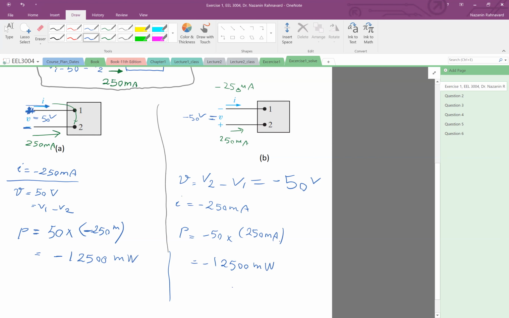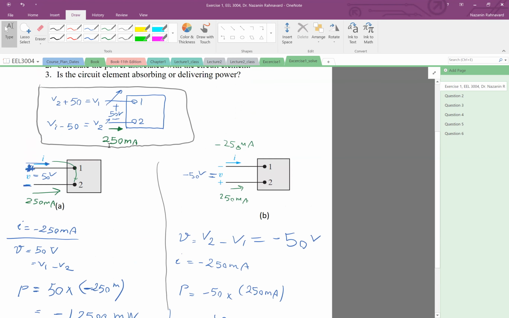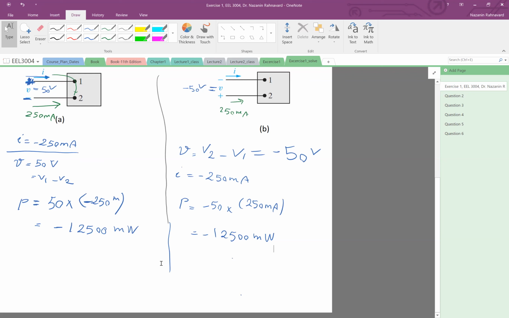As you see, figure A and figure B ended up with the same power, and that makes sense because the only difference between figure A and B is just the references, and the power doesn't have anything to do with the references. At the end of the day, an element is consuming or generating some power, no matter what your reference is. This reference is just for our calculation. So we got the same power, and it's negative. It's negative, meaning that it's actually generating the power.